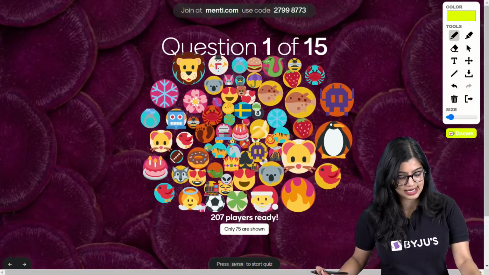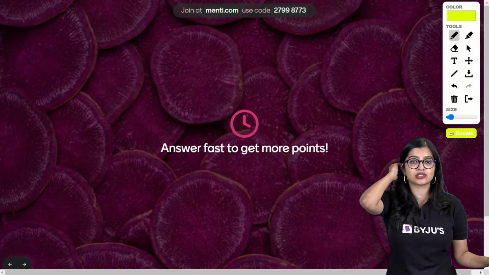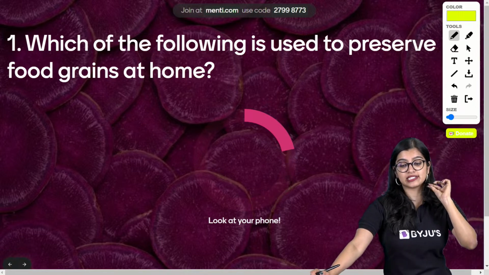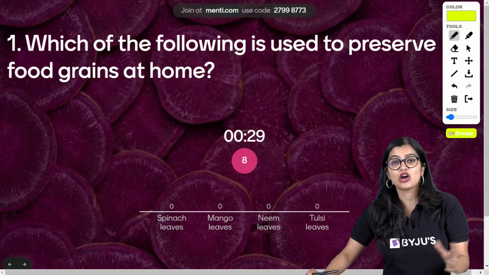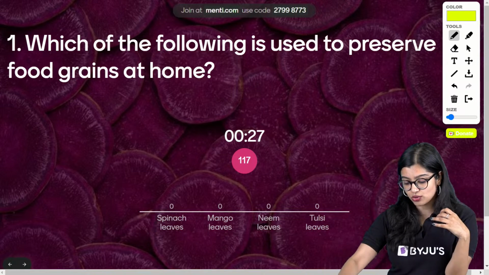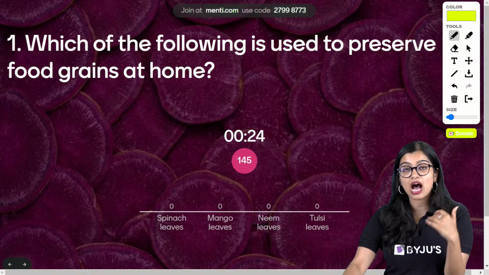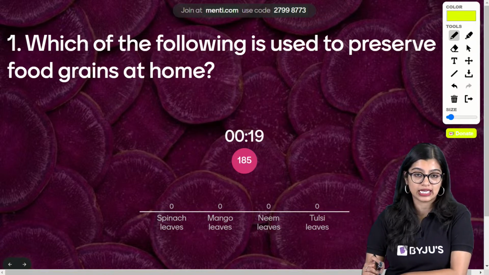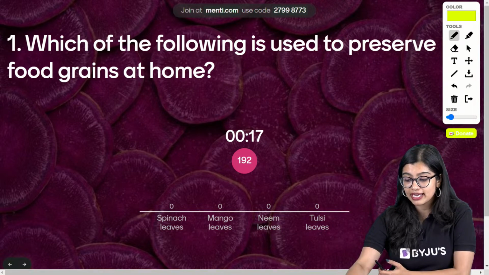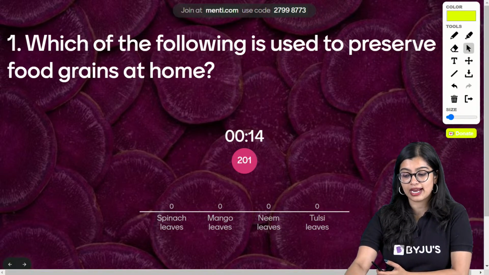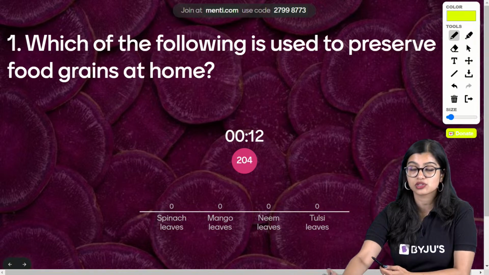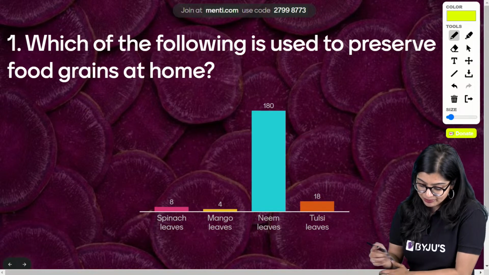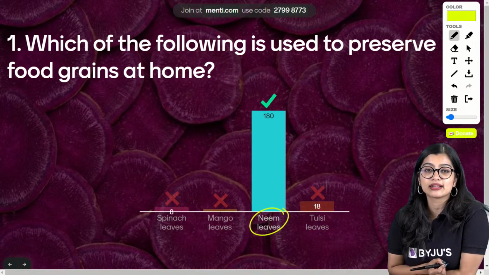Alright. So let's get started. Let's move on to question number 1, everybody, on your screens now. Which of the following is used to preserve food grains at home? If I want to make sure that the grains in my house are not getting spoiled, what will I do? Will I add spinach leaves, mango leaves, neem leaves, tulsi leaves? Over the weekend, there was a video which I had premiered on storage, harvesting, and we also learnt about the importance of pre-harvesting techniques. Very good. Correct answer is neem leaves.